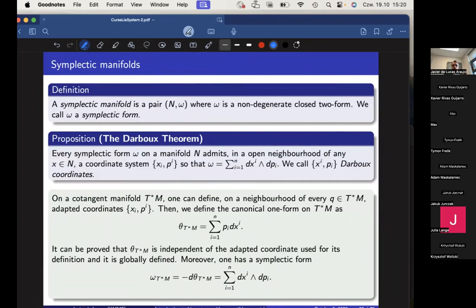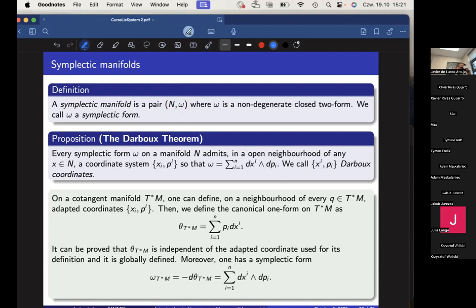Let me recall, for those who don't know it, what a symplectic manifold is, and some properties of symplectic manifolds that are worth studying. There are many of them that are very interesting. The first thing is what a symplectic manifold is. A symplectic manifold is a pair consisting of a manifold and a symplectic form. Well, what is a symplectic form? It's a two-form which is closed and which is non-degenerate.